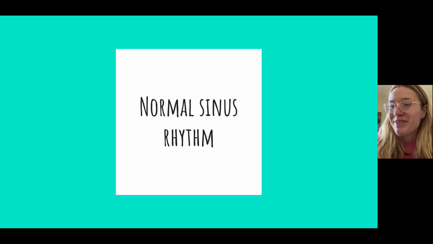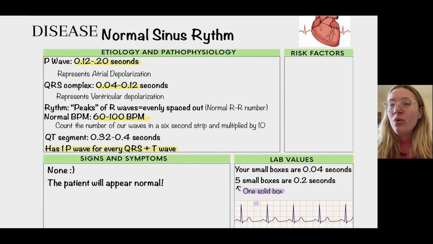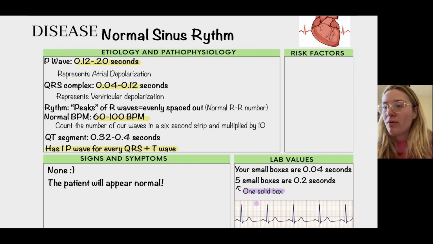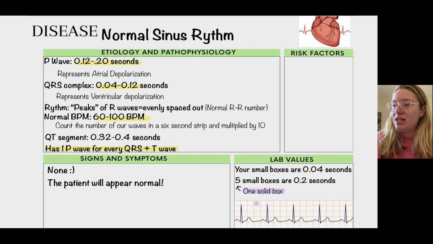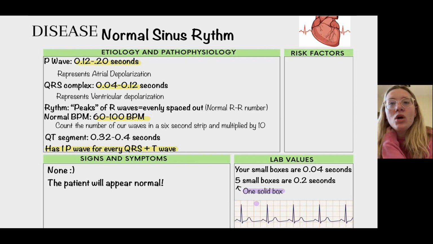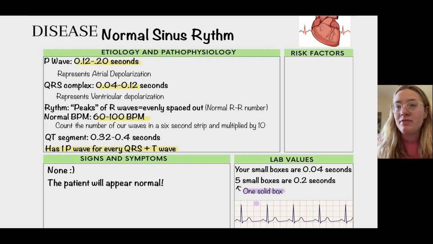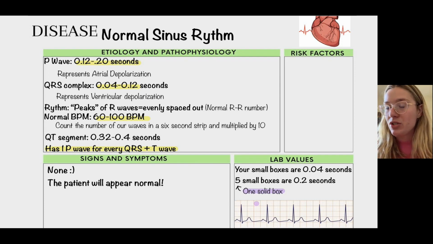Let's look at normal sinus rhythm. With normal sinus rhythm, we have a nice, discernible, neat P wave, representing atrial depolarization. The electrical activity is moving across the atria. Our QRS complex is ventricular depolarization. So what is so important about ventricular depolarization? Well, where do the ventricles send blood to? They help send it out through the aorta and into the body.